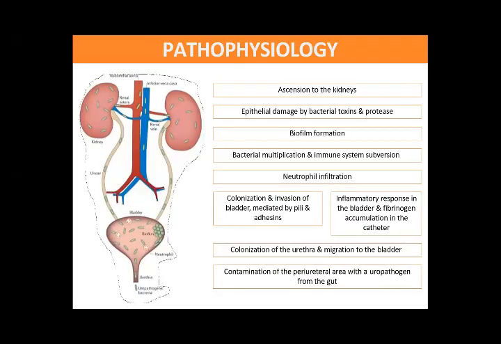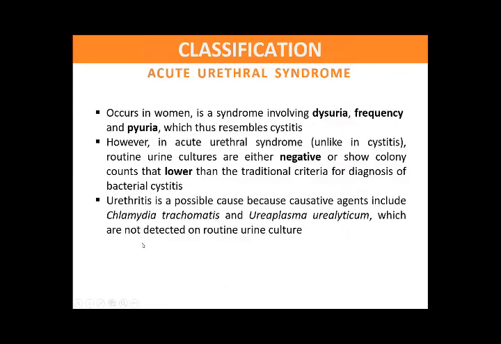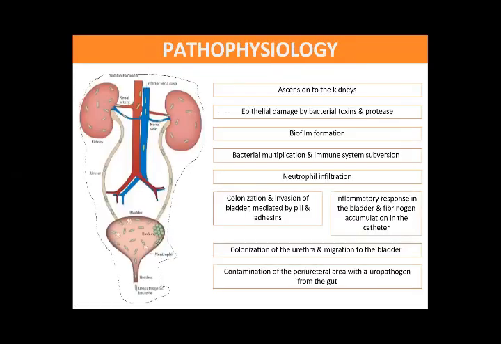So starting from urethritis, you can have cystitis, then urinary bladder infection, and then ascending infection leading to biofilm formation, epithelial damage by bacterial toxins and proteases, and ascension to the kidneys. This is how ascending infection takes place, from urethritis to cystitis, then ascending through the urinary tract, and then you can have pyelonephritis. So this is the whole tract: kidneys, ureter, urinary bladder, and urethra. The whole tract can become infected once you have an ascending infection.